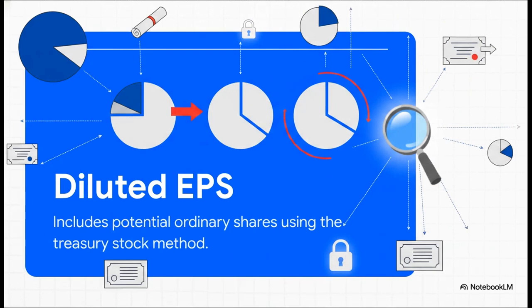Finally, IAS 33 also requires you to disclose diluted EPS. I want you to think of this as the worst-case scenario for shareholder earnings. It includes potential ordinary shares, things like options or convertible bonds, assuming they all triggered and actually became shares. Basically, it shows your existing shareholders exactly how far their slice of the pie could shrink in the future.